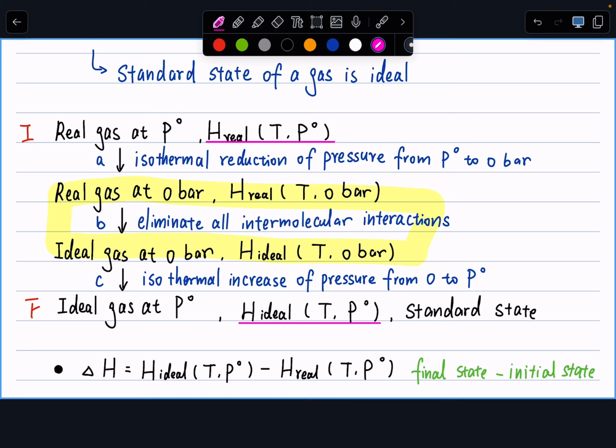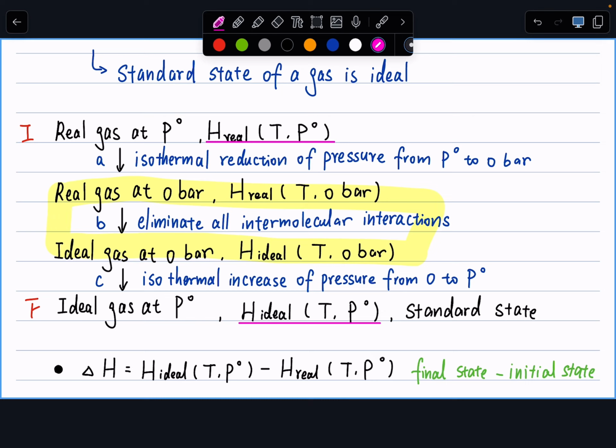Yeah, that's just our first step, right? So the take-home message here is just read what it is. It's an isothermal reduction of pressure, and we care about the change of enthalpy associated with that isothermal reduction of pressure. So naturally, we use this equation.